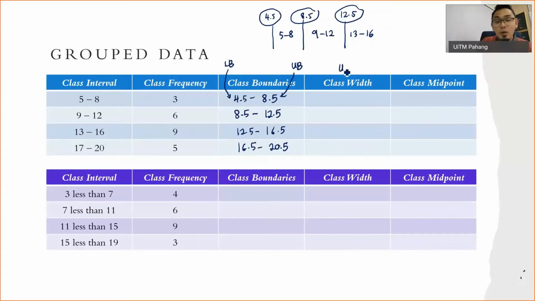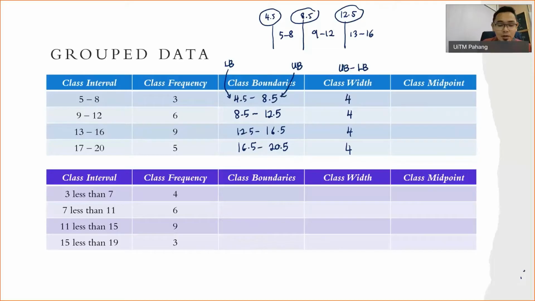The next one is the class width. The formula for class width, sometimes called class size, is the upper boundary minus the lower boundary. So 8.5 minus 4.5 is 4. 12.5 minus 8.5 is 4. 16.5 minus 12.5 is 4. And 20.5 minus 16.5 is 4. Sometimes some data has different class widths, so you have to calculate one by one for each class.